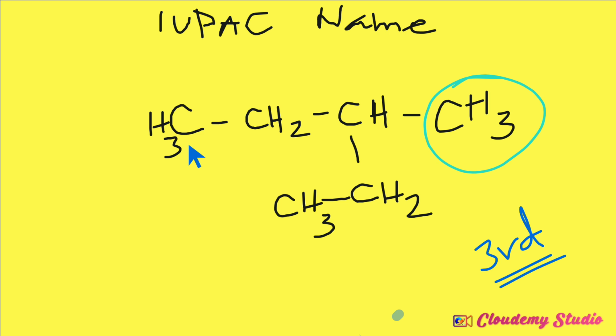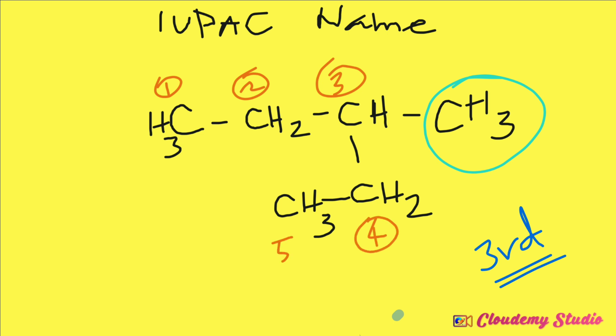Therefore we can follow any order. So I am writing from the top end. This is the first carbon, this is the second carbon, this is the third carbon, this is the fourth carbon, and this is the fifth carbon. So the carbon atoms in the main chain are numbered, and we have identified the side chain, the substituent also. Now we can name the compound.